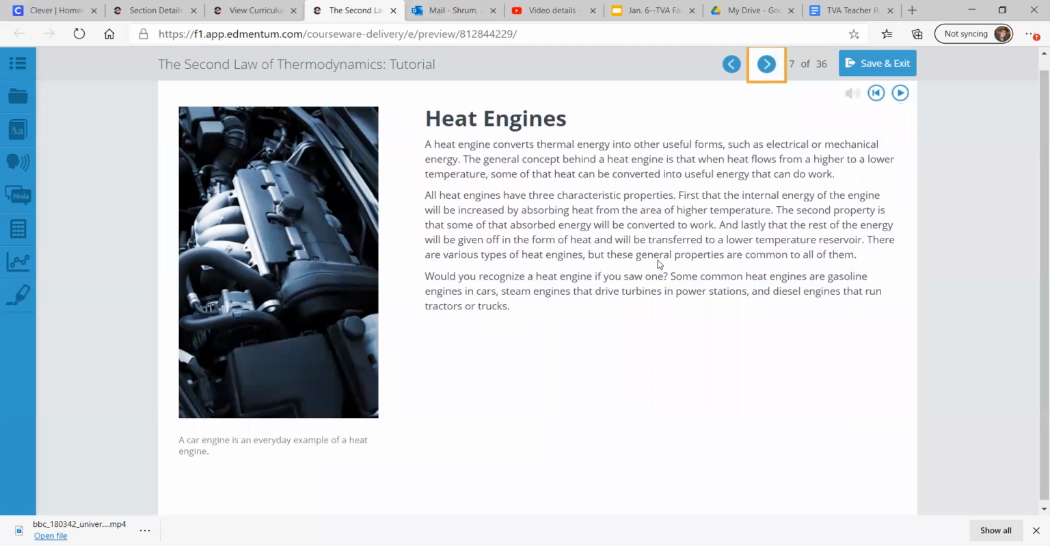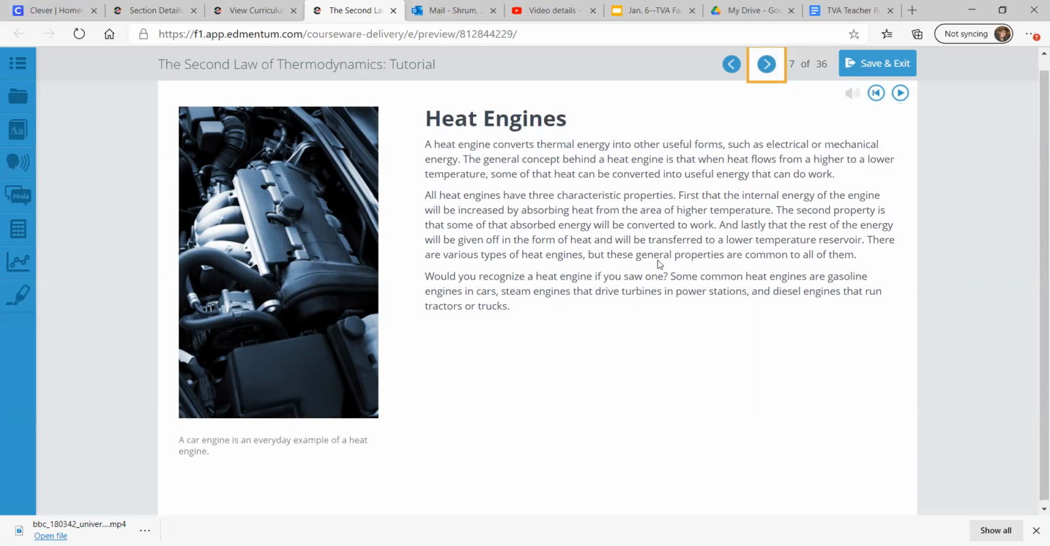A heat engine converts thermal energy into other useful forms, like electrical or mechanical energy. The basic concept behind a heat engine is that when heat flows from a higher to a lower temperature, some of that heat can be converted into useful energy that can do work. All heat engines have three characteristic properties. First, the internal energy of the engine will be increased by absorbing heat from the area of high temperature. The second property is that some of that absorbed energy will be converted to work. Third property, the rest of that energy will be given off in the form of heat and will be transferred to a lower temperature reservoir.